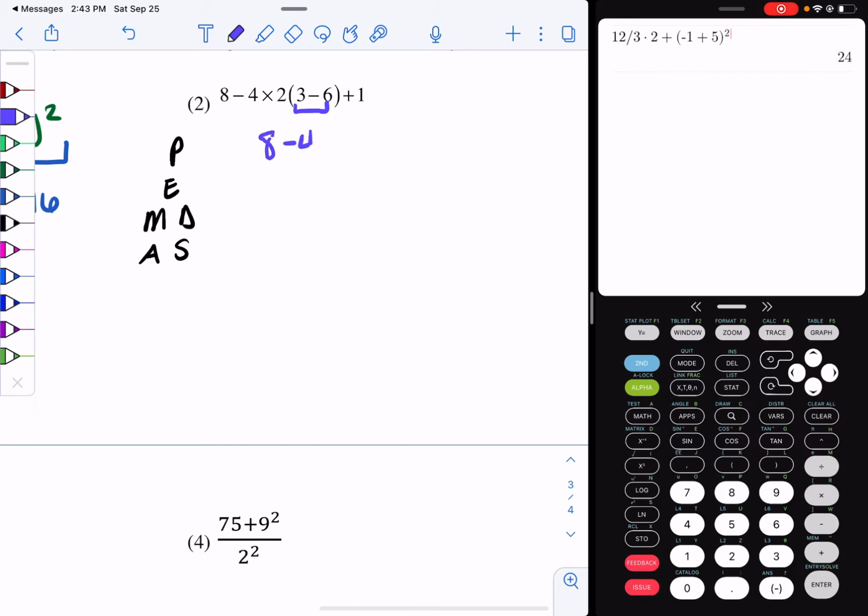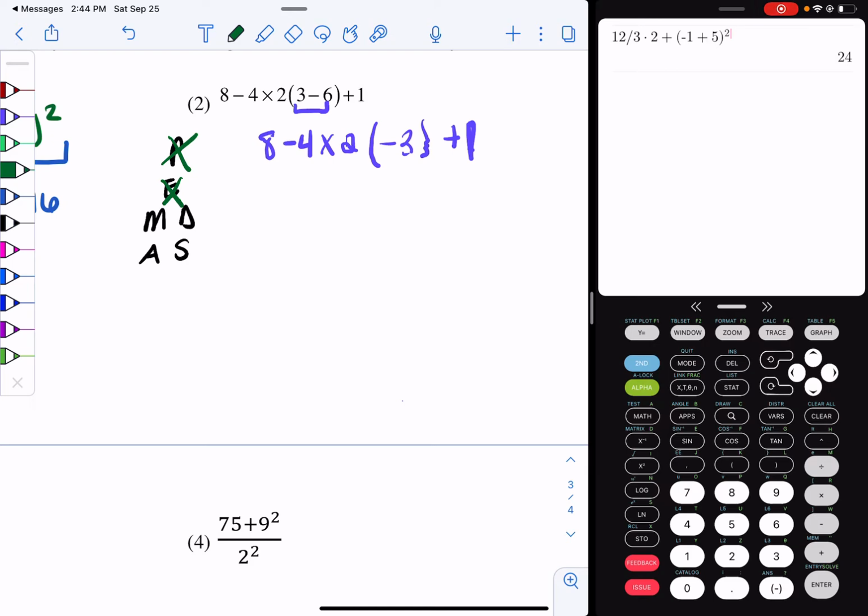So I have 8 minus 4 times 2, 3 minus 6 is -3, and then I add 1. So now I have to ask myself if I have any exponents. And if you look, I don't have any exponents. So I can simply just go through the motions. So I have no more parentheses. I have no more exponents.